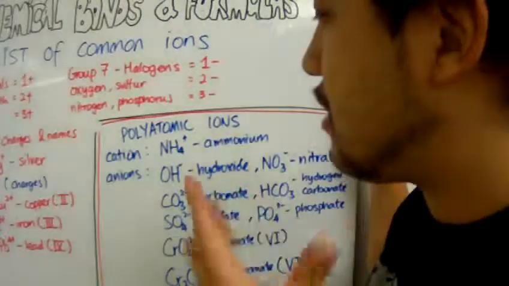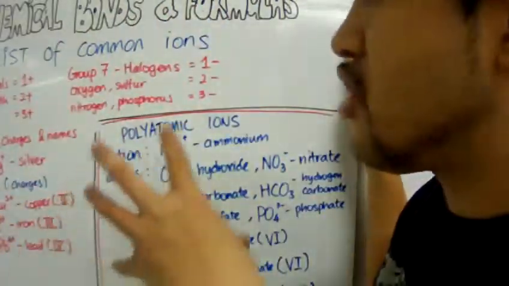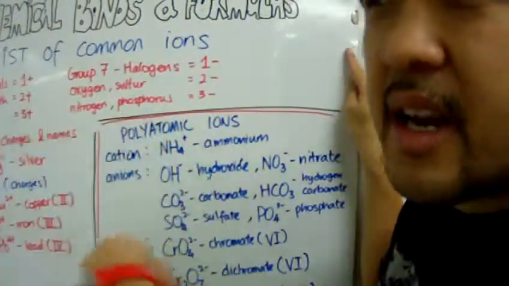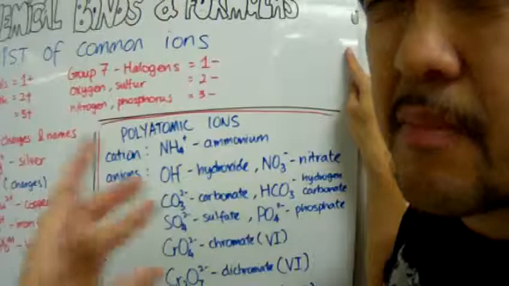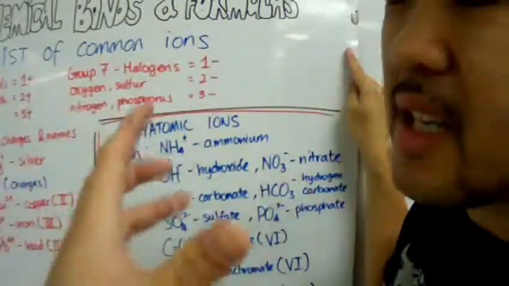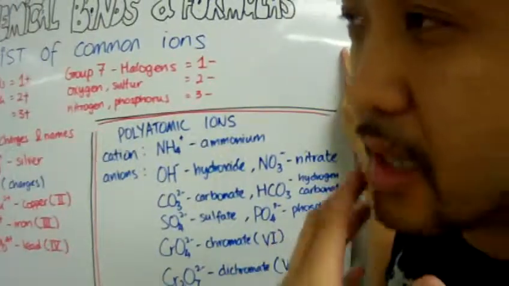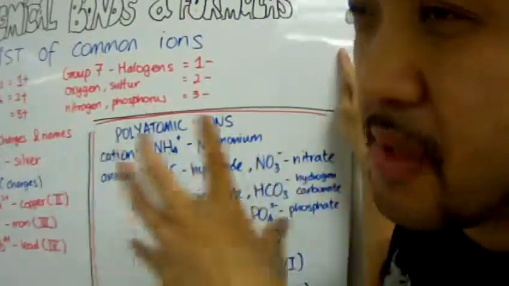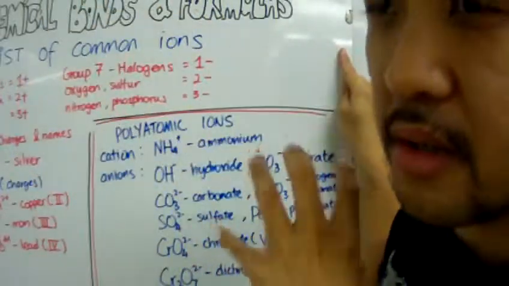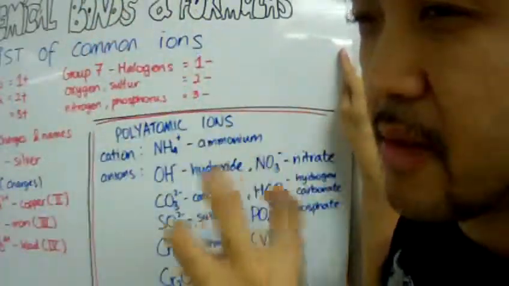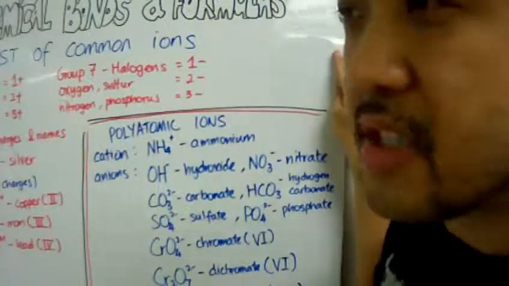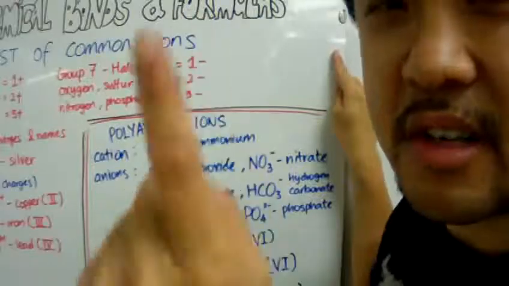I forgot to mention that polyatomic ions are charged atoms or elements that are covalently bonded, something that we'll talk about later. But they behave as single units of ions. They move as a single unit and behave like ions. There you go.